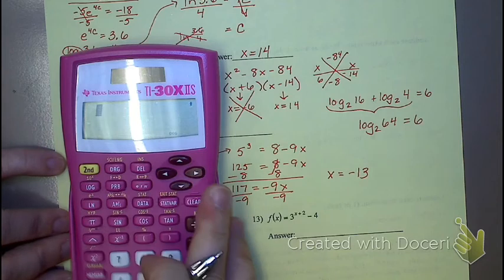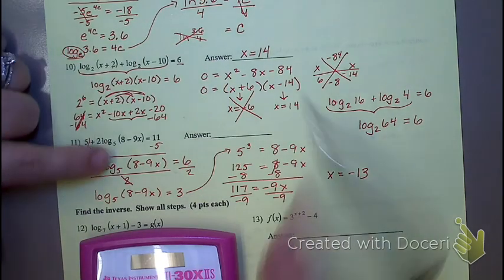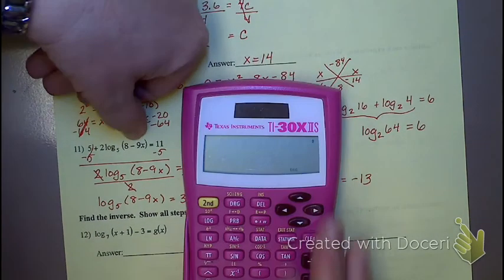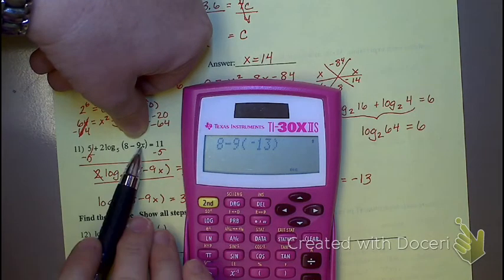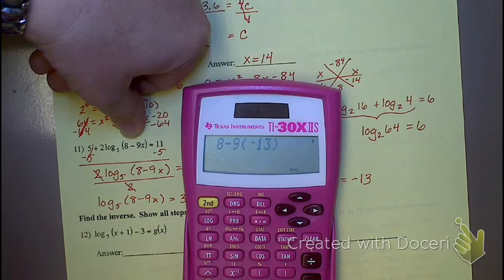Now let's check that, because a negative number sometimes doesn't work, but I think this one's going to be okay. 8 minus 9 times negative 13. Even though I'm plugging in a negative number, because of the way that's situated, it ends up being positive.